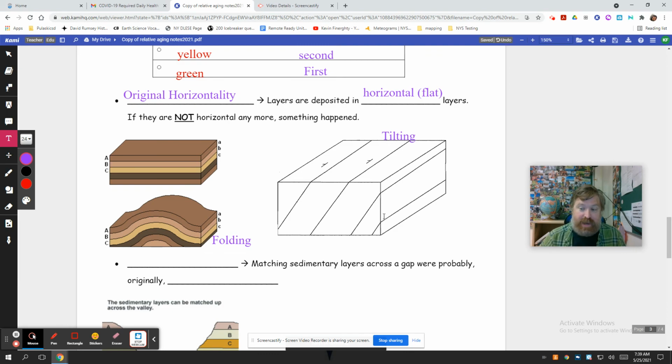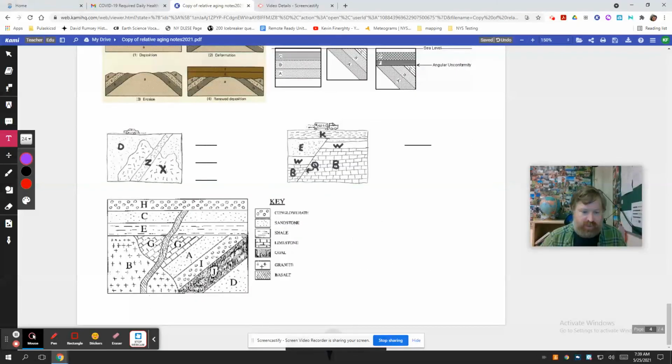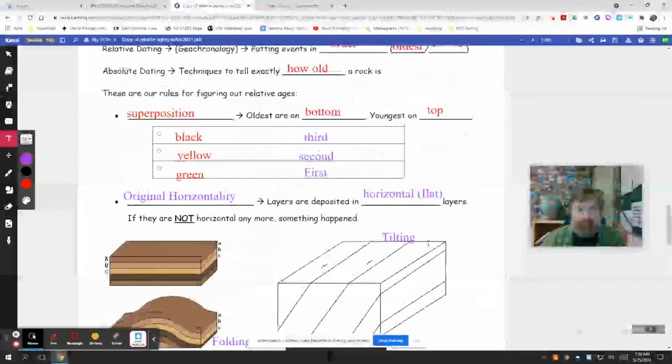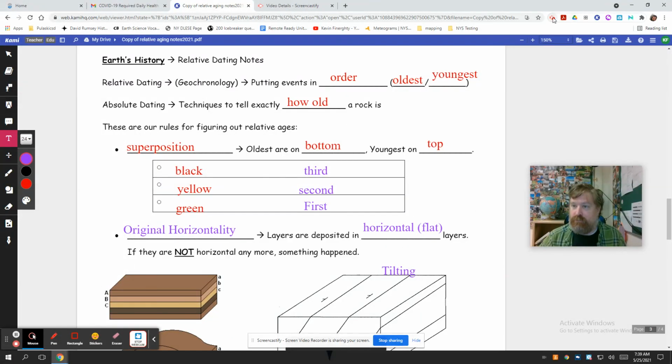Basically, if it's not flat, something happened. Okay. So when we get to doing these, those ones are not flat, so they're going to be laid down, then we have to account for something happening. Okay. Deal. Excellent. Two down. Let's keep it up.